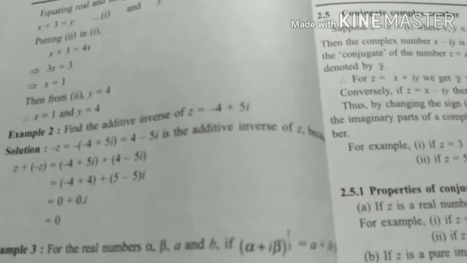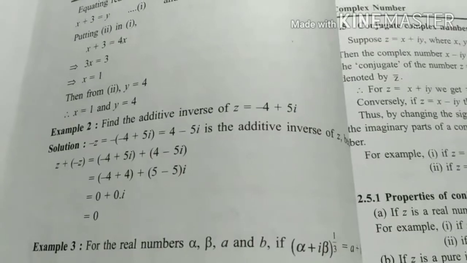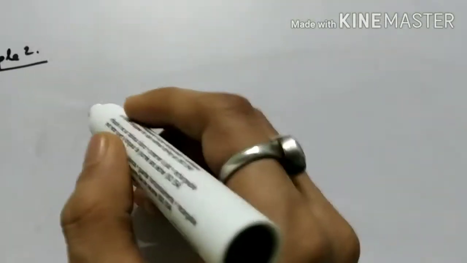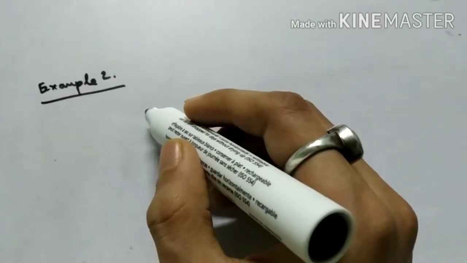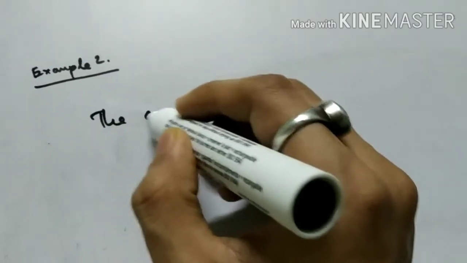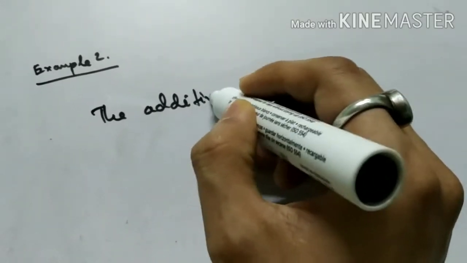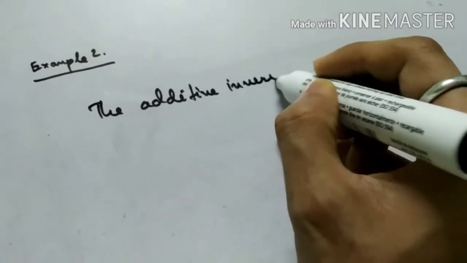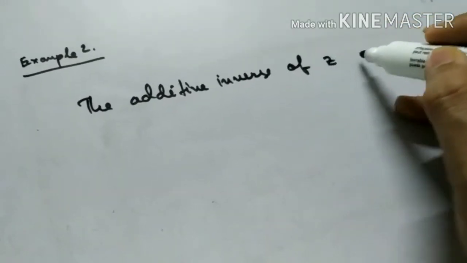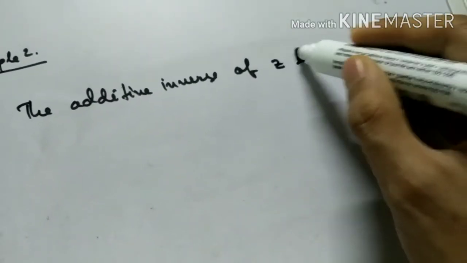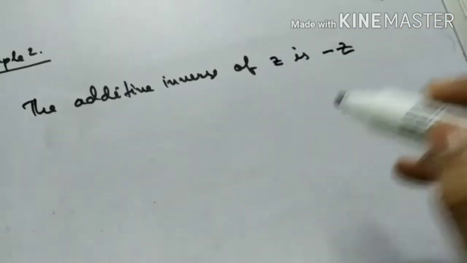Next you see, example 2, it is saying find the additive inverse of z, which is equal to minus 4 plus 5i. Find the additive inverse of z. So the additive inverse of z is minus z.